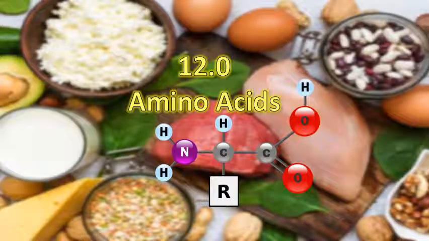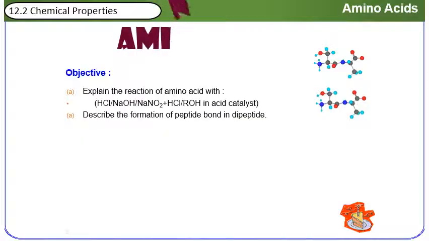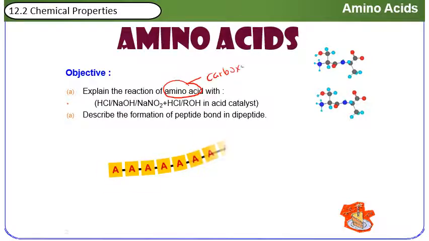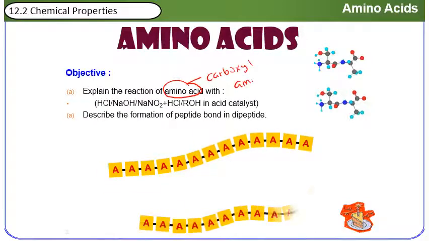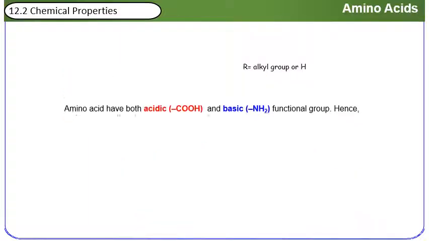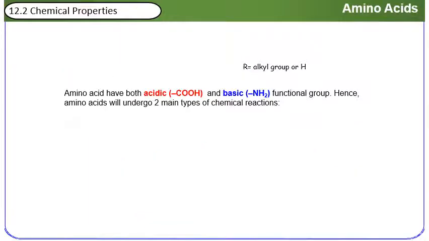To this channel. In this video, we will continue with the chemical properties of amino acids. Because amino acids consist of both carboxyl and amino groups, we can see some of the chemical properties of carboxyl and amino groups in this chapter. And then next, we are going to discuss the peptide group. Okay, let's start with the chemical properties of amino acids.